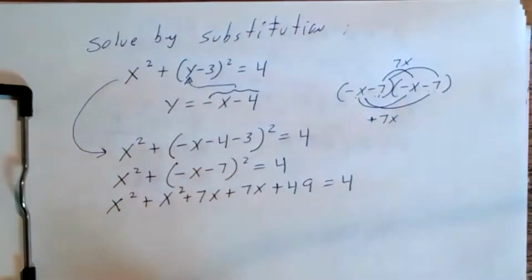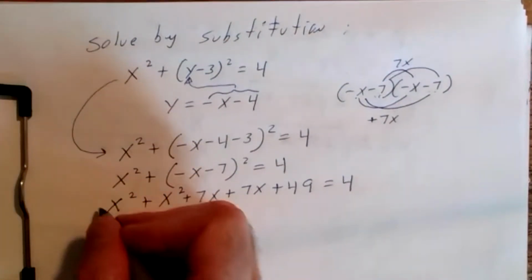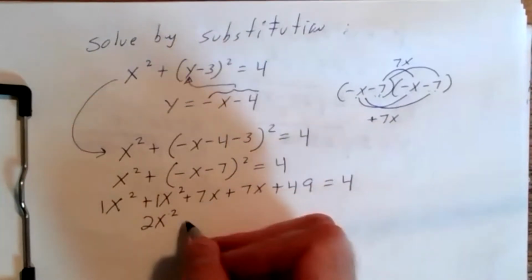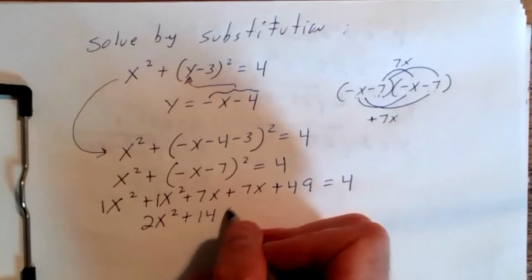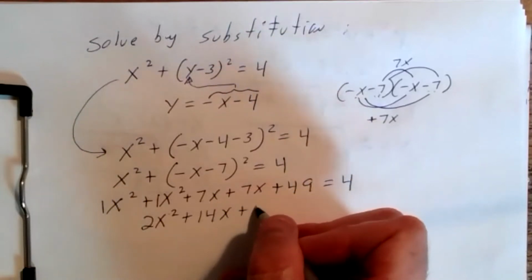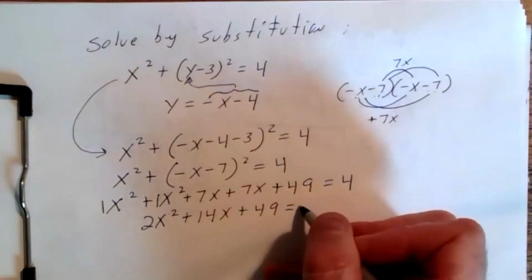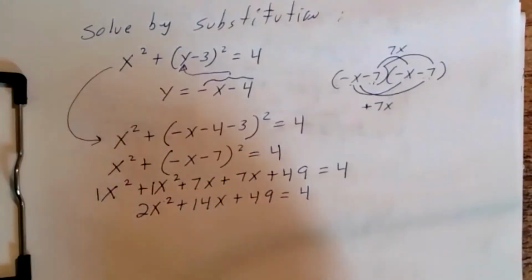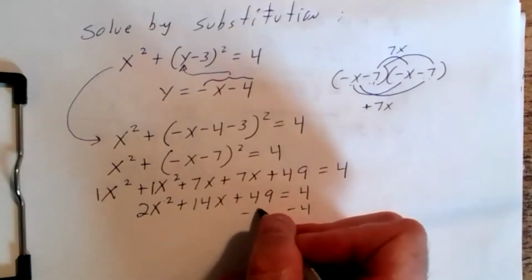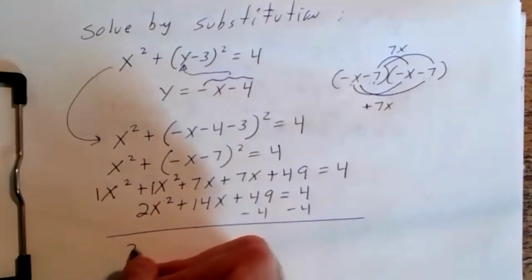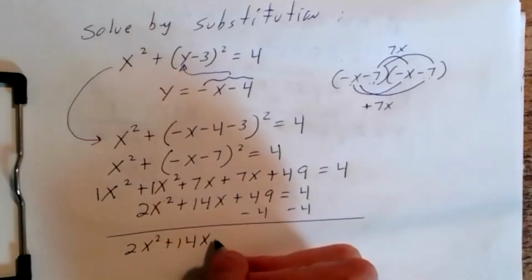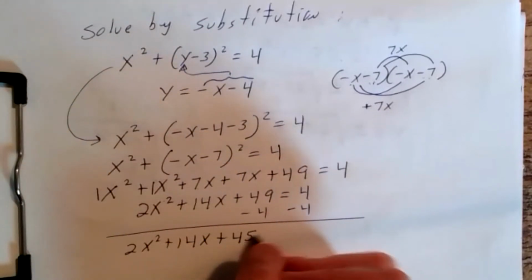This is the quadratic equation we have to solve for x. 1x squared plus 1x squared is 2x squared. 7x plus 7x is 14x plus the 49, equal to 4. To solve this quadratic equation for x, we have to zero the equation out. So we subtract 4 from both sides. In which case we get 2x squared plus 14x plus what? 45? And that's equal to 0.